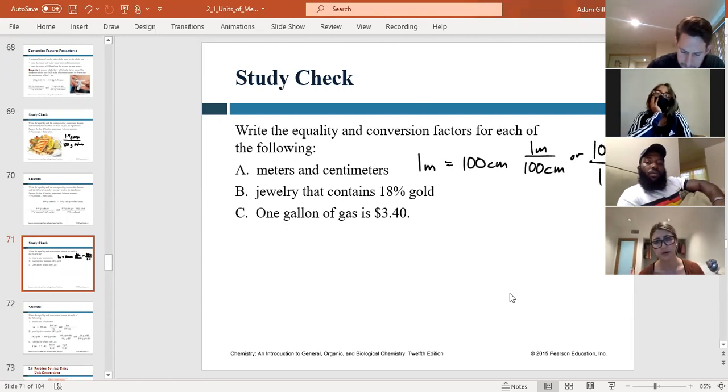18% gold, so 18 grams of gold per 100 grams of jewelry.